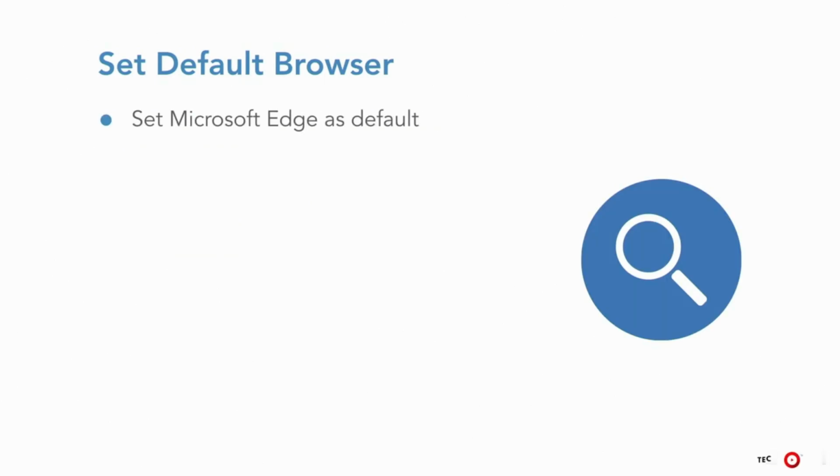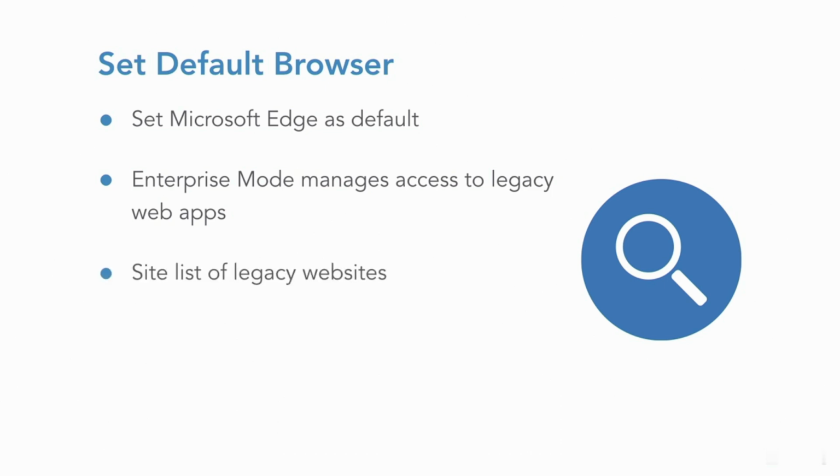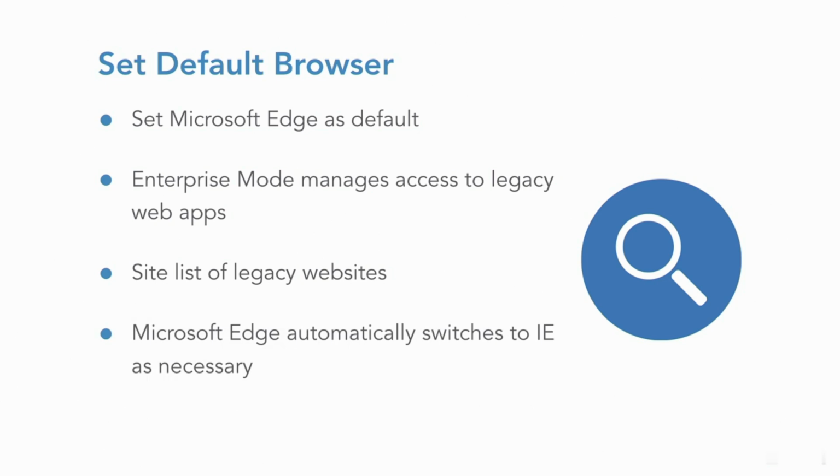You should set Microsoft Edge as your default browser on your Windows 10 devices, and then allow Enterprise Mode to manage the access to your legacy web apps and websites. Enterprise Mode stores a site list of websites that need to be opened with Internet Explorer. Microsoft Edge will use this Enterprise Mode site list to check whether Internet Explorer should be used and will automatically switch to the correct browser whenever necessary.